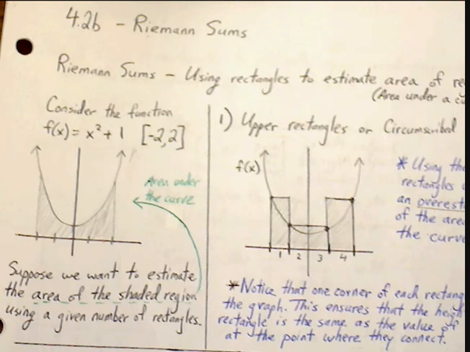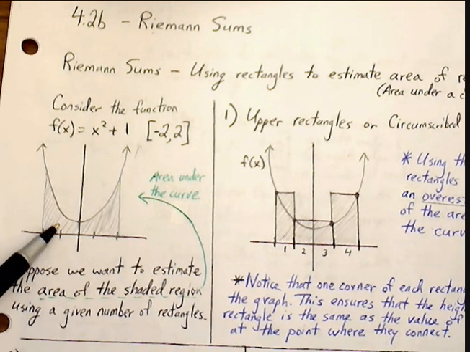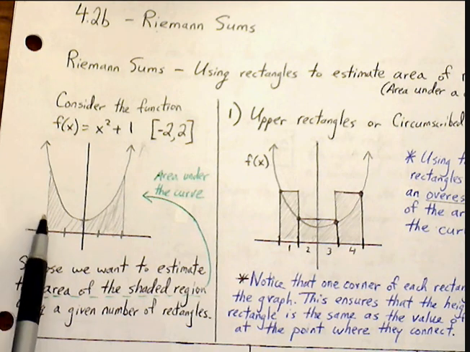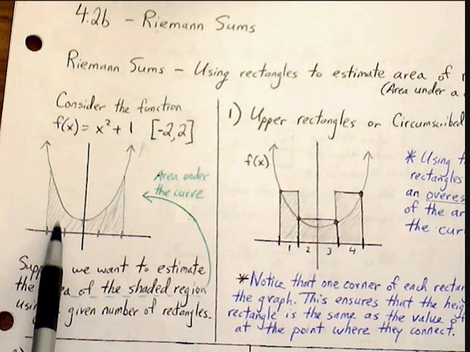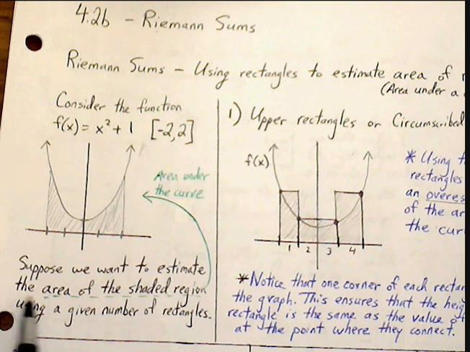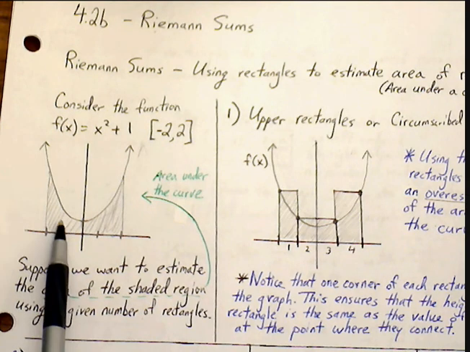Okay. However, if we want to find the exact area of this region, we're not going to be able to; there's no easy geometric method to find that area. So right now, let's just focus on finding an estimation for this region using rectangles. Suppose we want to estimate the area of the shaded region using a given number of rectangles, and let's say we've determined that we're going to use 4 rectangles.